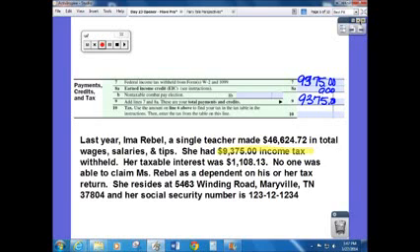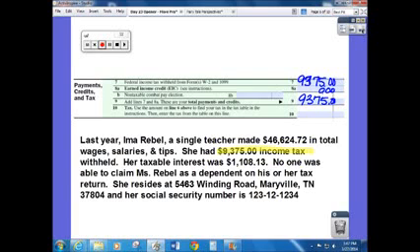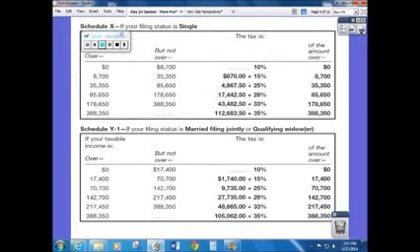Well, first of all, let's see what line 6 is. Line 6 is the taxable income, and it's $37,982.85. So we need to find what our tax is using our taxable income amount. Let's go to our tax rate schedules. The first thing we need to do is decide which of these two schedules, Schedule X or Schedule Y-1, we are going to use. Well, we need to use Schedule X because Ima Rebel is single.